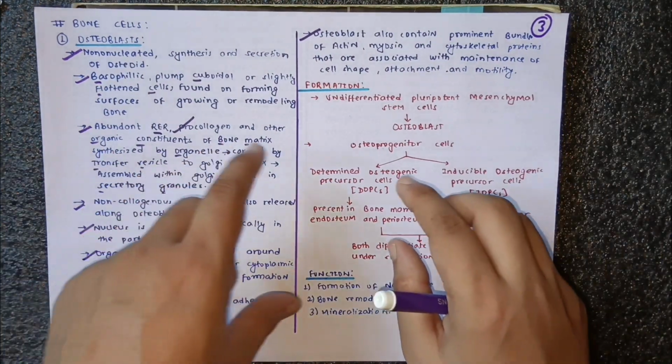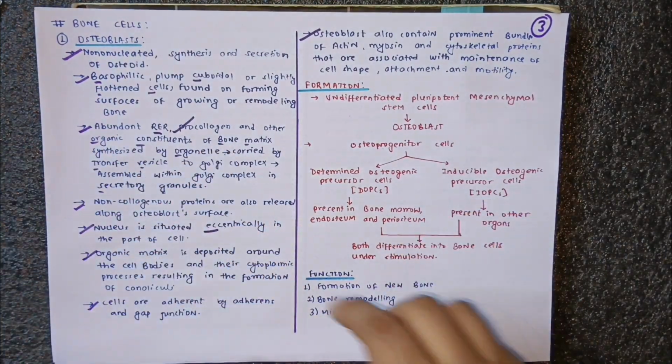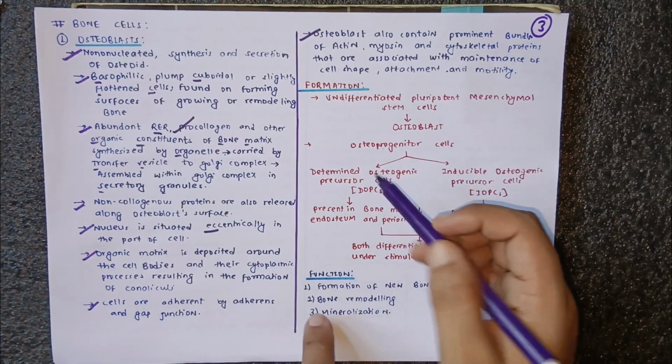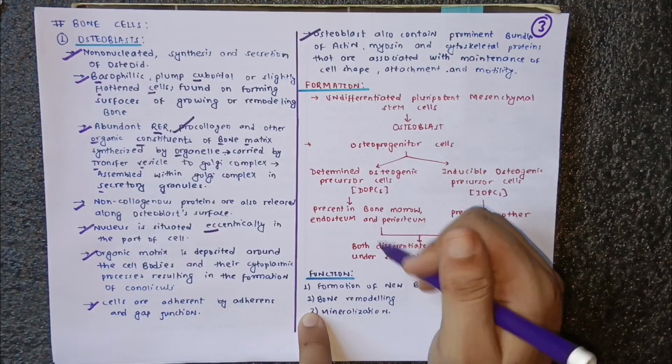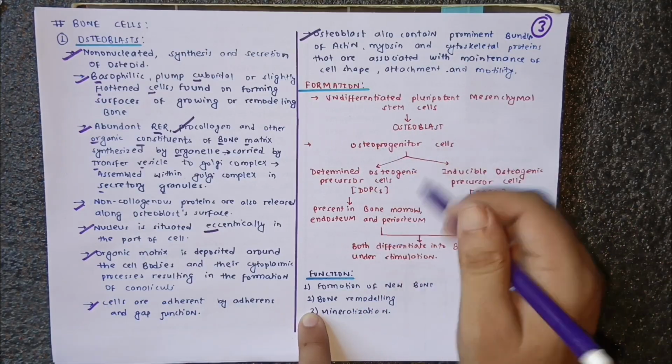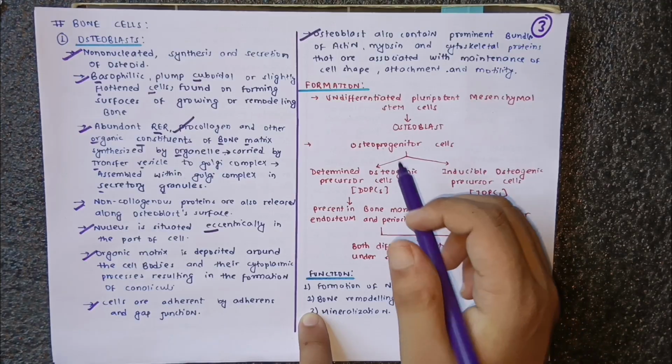So that is just the morphology of the osteoblast in detail, okay. After that, in the formation section, I prepared a flow chart, okay. So this flow chart is very important.